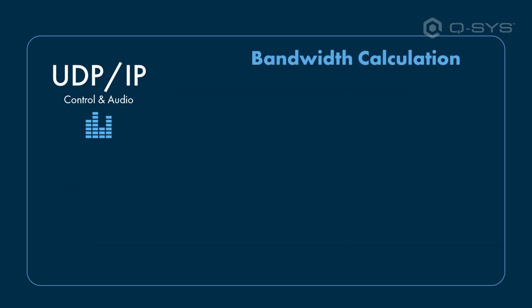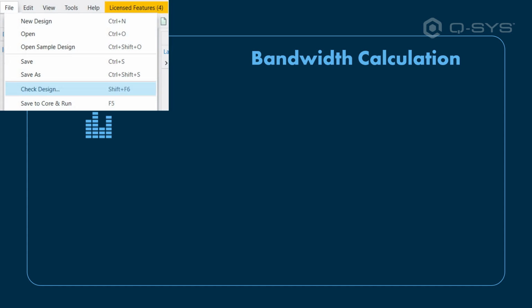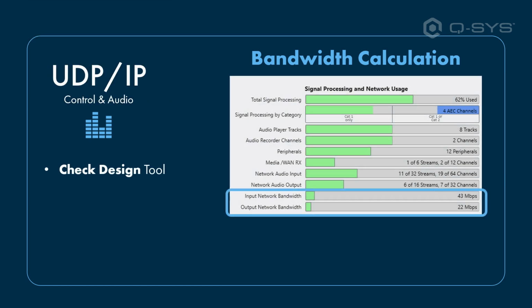If you go in Q-SYS Designer software to the top left and you go to the Check Design option in the file menu, then you'll see this screen right here. This is the Check Design tool, and it shows you all sorts of useful information about your design, the number of audio players that you're using, the amount of processing power that you're using. But down at the bottom, it tells you your total bandwidth that you are using for your input and output network. Now, this is basically the connection from the core to the switch. Right? This is the amount of bandwidth you're using for that very first connection where the core is sending everything out.